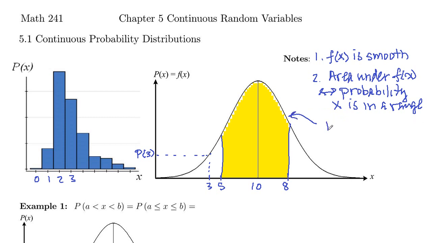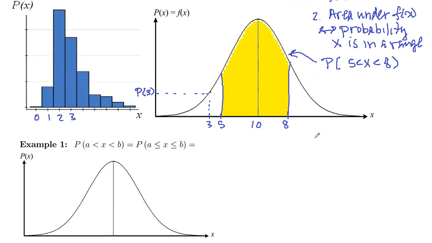This corresponds to the probability that our random variable x is between 5 and 8. So 5 less than x less than 8. So whatever that area is, that corresponds to this probability, which also corresponds to a proportion of the data, because remember, probabilities are just relative frequency.